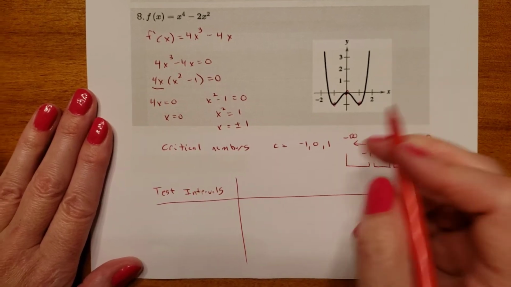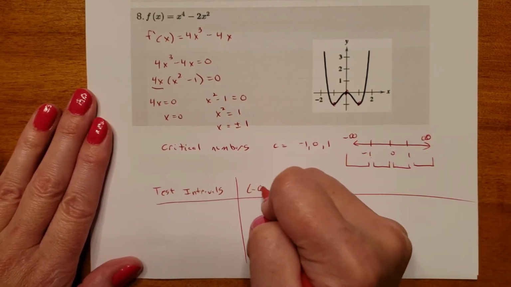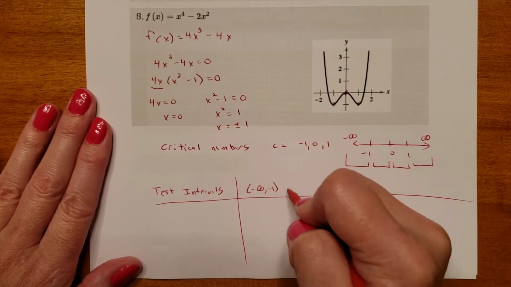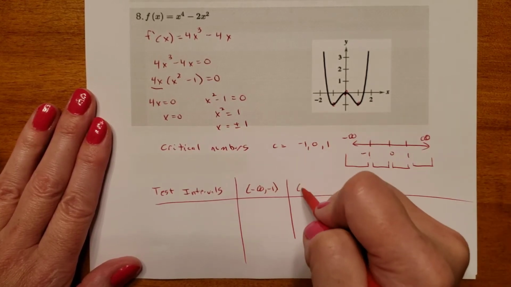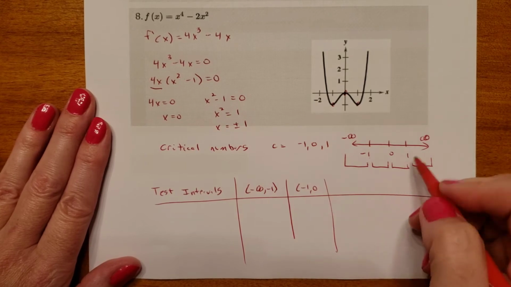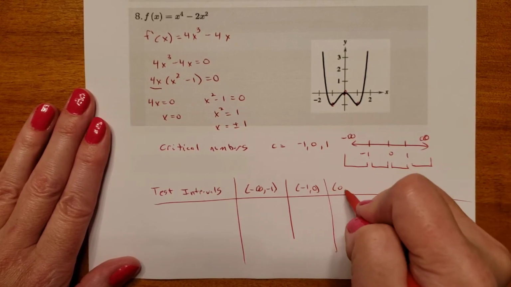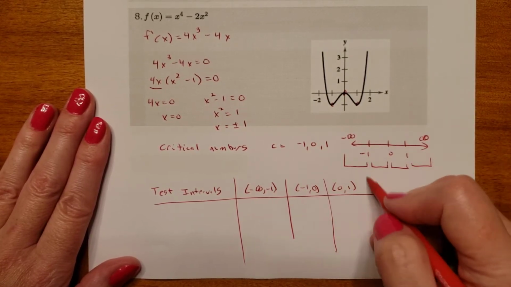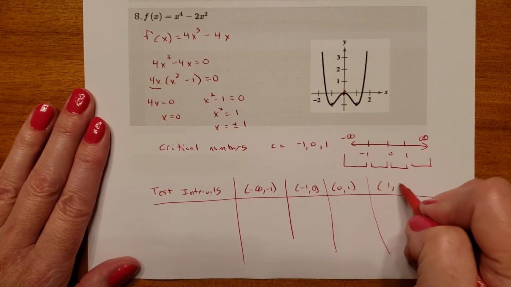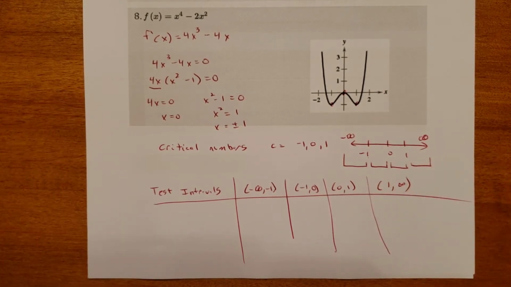And so again, negative infinity to negative 1. And then negative 1 to 0. 0 to 1. And then 1 to infinity. So I broke it into four intervals. Three numbers break something into four intervals.